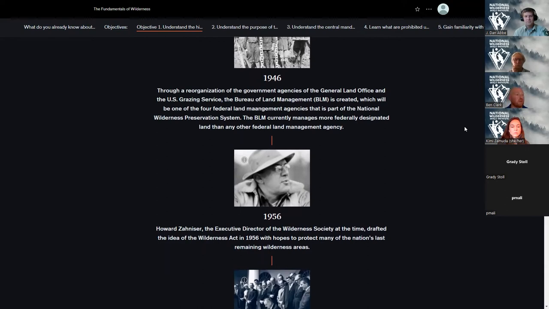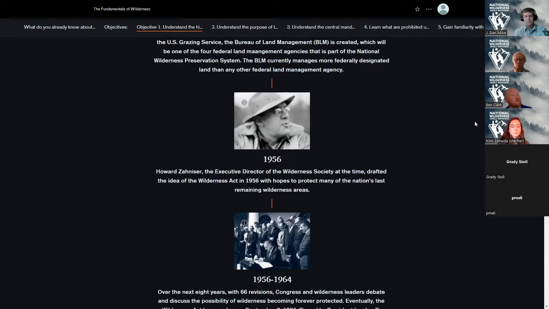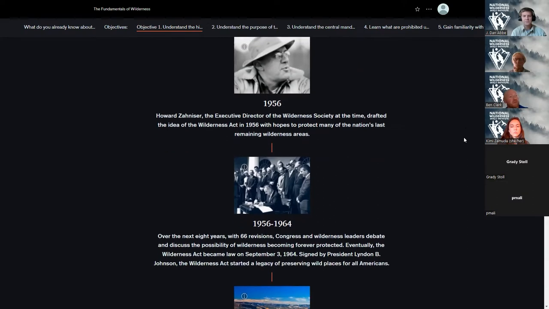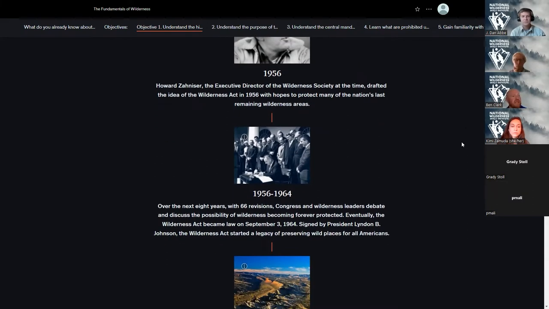All right, so all of this is building up to 1956, where Howard Zahniser, the executive director of the Wilderness Society at the time, drafted the idea of the Wilderness Act with hopes to protect many of the nation's last remaining wilderness areas. Throughout the next 8 years, there were 66 revisions, and eventually Congress and wilderness leaders were debating and discussing the possibility of wilderness becoming forever protected. And then eventually the Wilderness Act became law on September 3rd, 1964, signed by President Lyndon B. Johnson, and it starts a legacy of preserving wild places for all Americans.